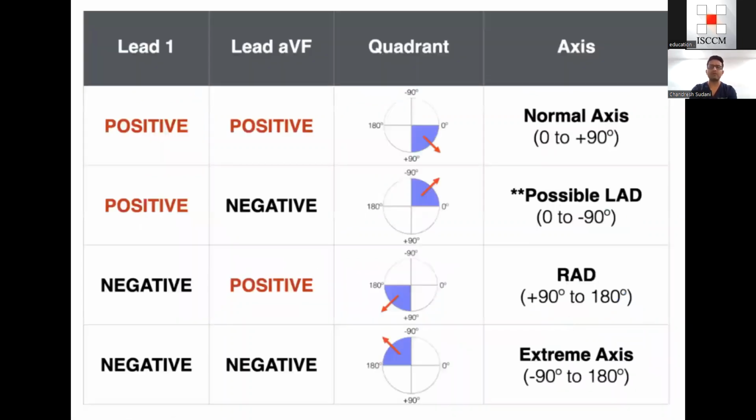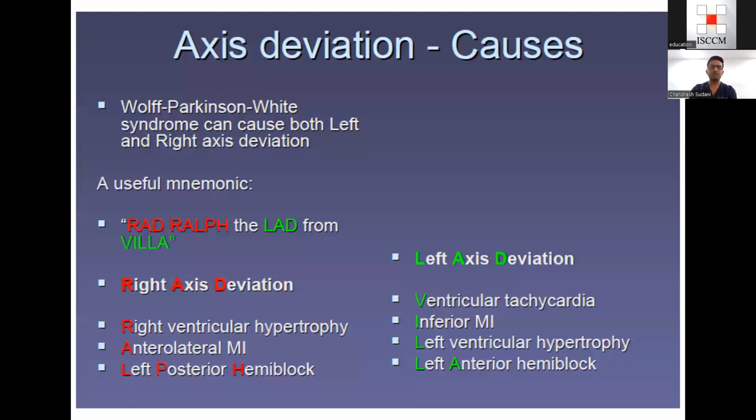Why is it so important to know about the axis? Because if you know that there is an axis deviation, you can anticipate a few pathologies. Suppose it is a left axis deviation, what is your anticipation? There can be a ventricular tachycardia, an inferior MI, in most scenarios a left ventricular hypertrophy, and left anterior hemiblock. If there is a right axis deviation, there can be a right ventricular hypertrophy or anterolateral MI. At the same time, it is also possible in a scenario where left posterior hemiblock is present.